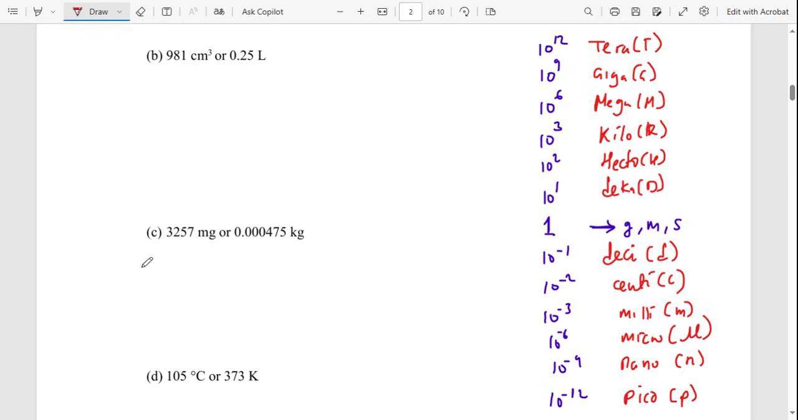Okay, micrograms to kg. So we're going to get 3257 micrograms. We're going to multiply, like that. We have a microgram on top, so we'll put a microgram down so that they can cancel. The first thing you do is go to the reference units. The reference unit for mass is a gram.